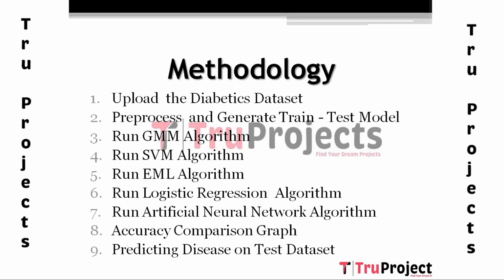Next module, run support vector machine algorithm. In this module, we are going to train the model, build the support vector machine algorithm and test it with the test dataset to calculate the accuracy. Then the fifth module, run EML algorithm. EML is nothing but extreme learning machines. In this module, we are going to build the algorithm with the training dataset, test it with the test dataset and calculate the accuracy score.